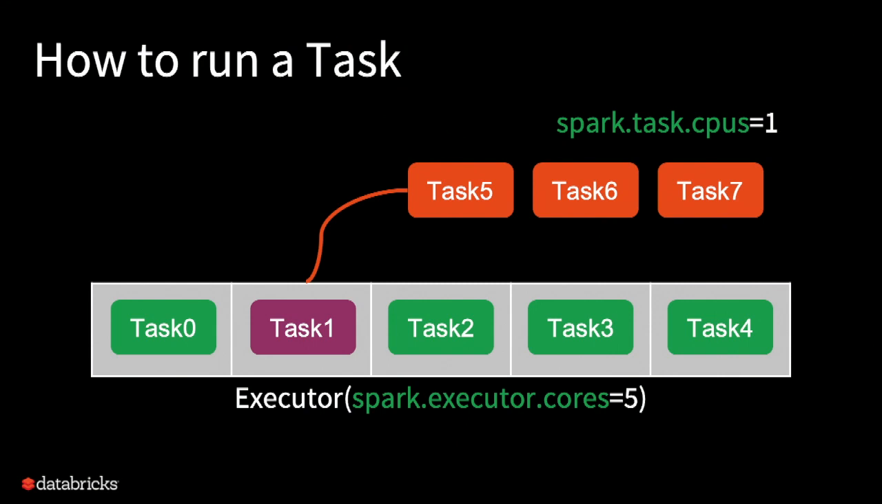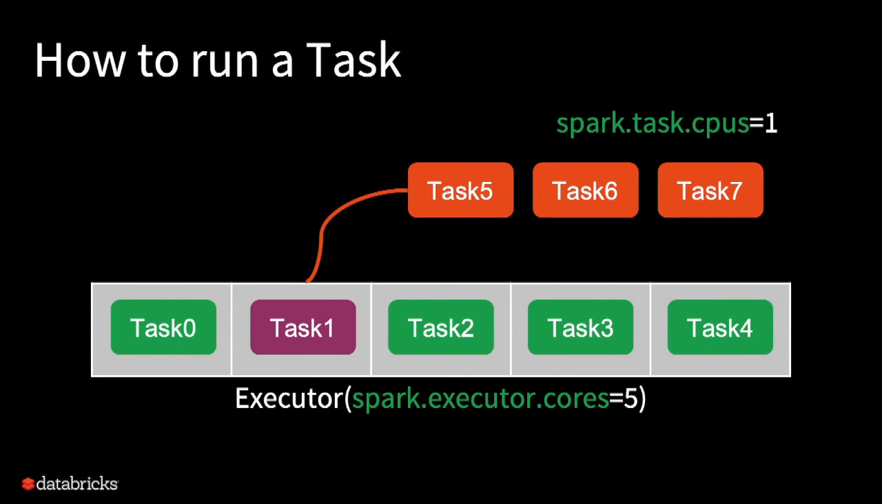Sure, the answer is yes. The spark.task.cpus setting controls how many conceptual CPUs you want to spend on a single task. So let's say you're doing something really complex, like your own locally parallel operation within a task.